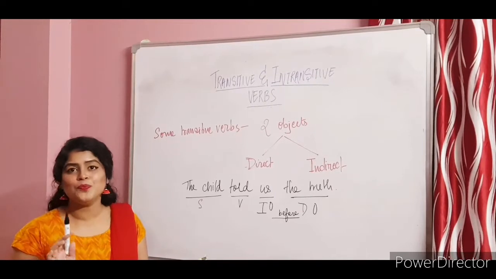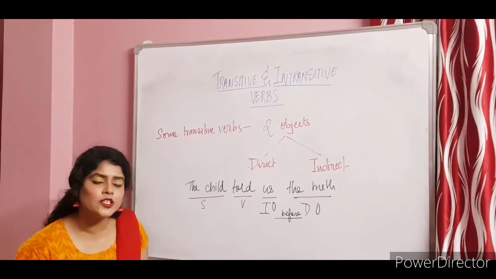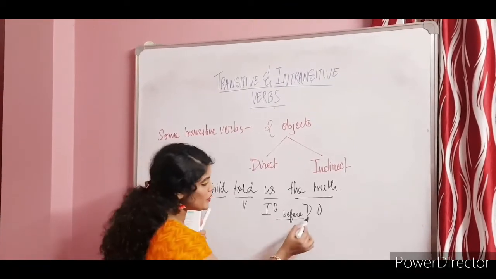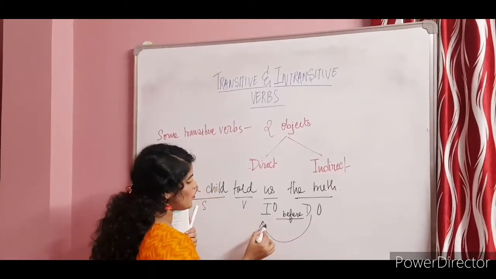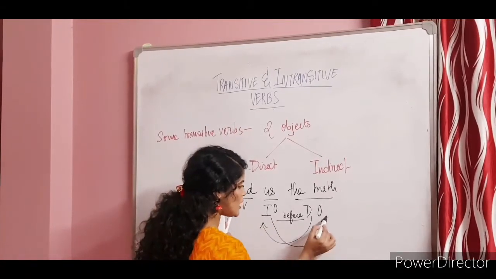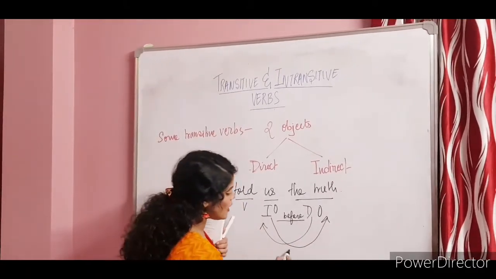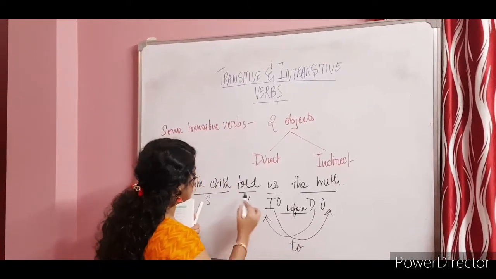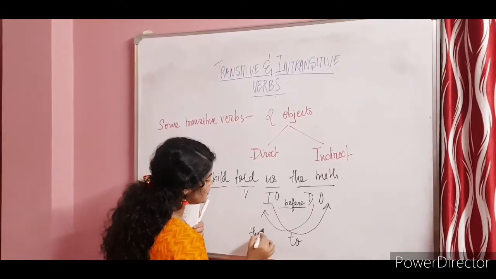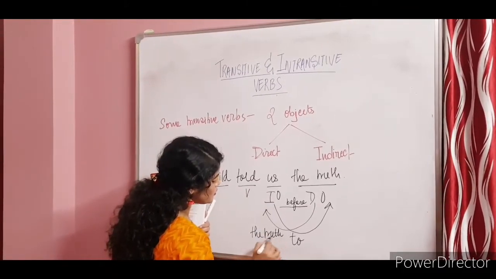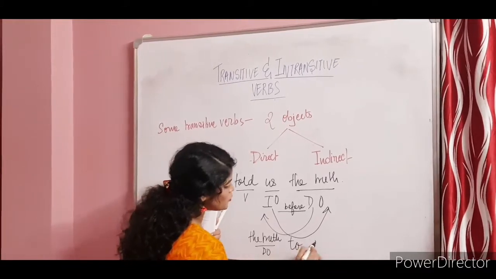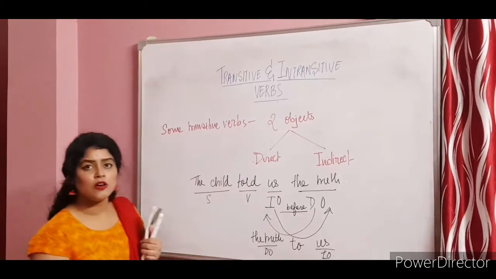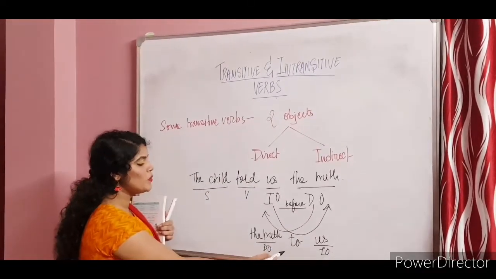But if we have to place the indirect object after the direct object, like if we have to bring this direct object before and then we have to place the indirect object after, what do we do? We add in a preposition. In this case, the preposition will be to. The child told the truth, which is the direct object, to us, which is the indirect object. Okay, so a preposition has to come in between.